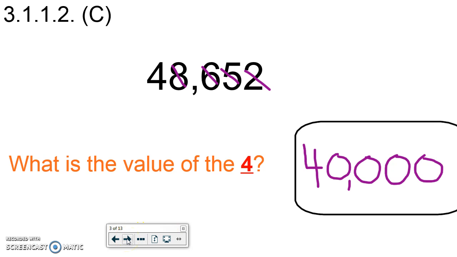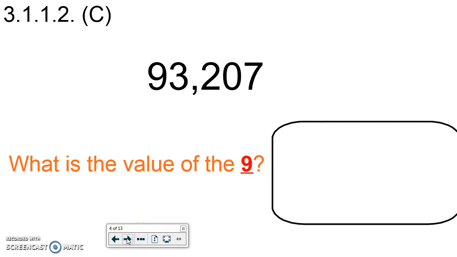Let's try another one. Erase your board. Okay, on your board, in the number 93,207, what is the value of the 9? Write that down on your board. Basically, I'm imagining that this little space is your whiteboard. You don't have to write all this other stuff that I did.